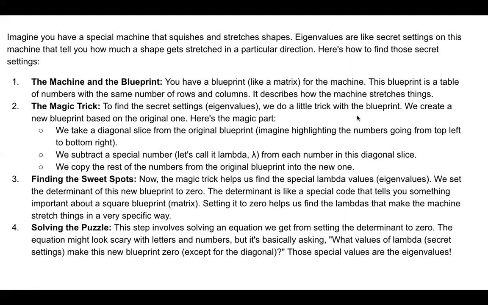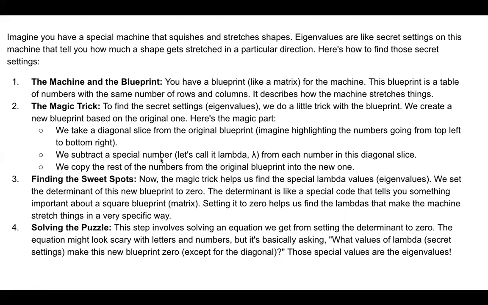We apply a certain mechanism. We create a new blueprint, which is a new matrix based on the original one. So we take the diagonal from the original blueprint. Again, just imagine. On the next slide, we have all the mathematical concepts, or how to represent it mathematically. Original blueprint, original is diagonal.